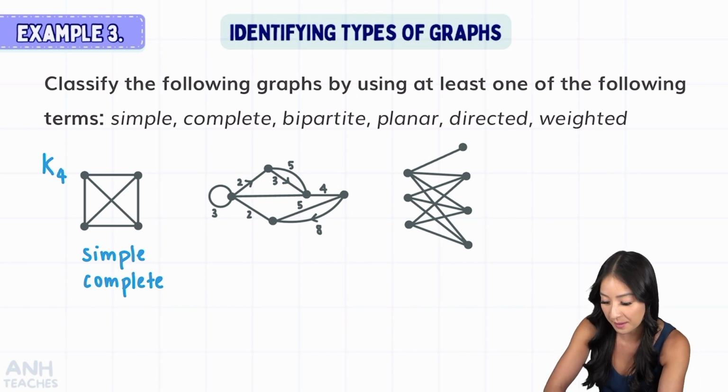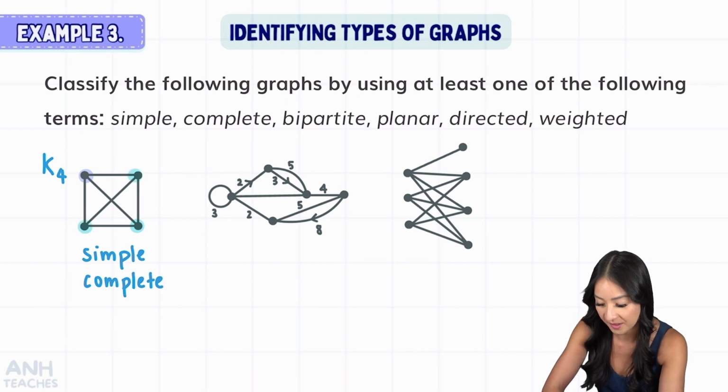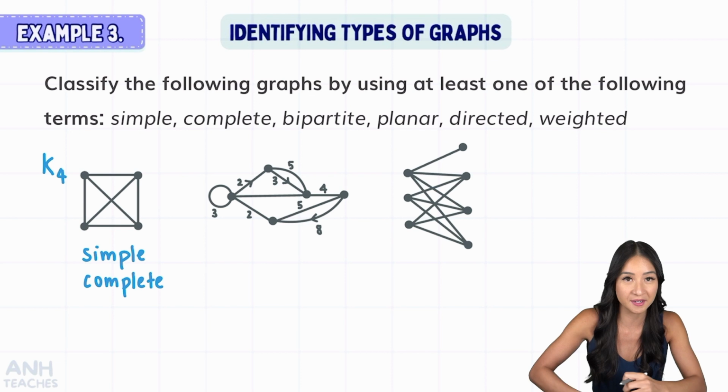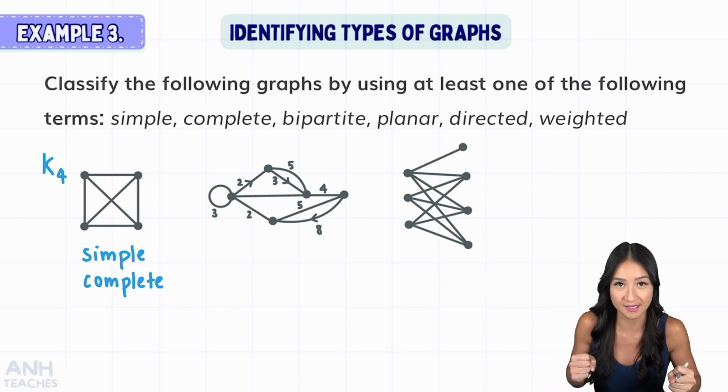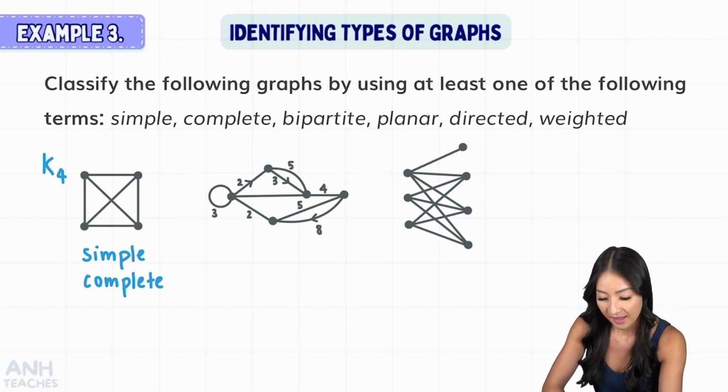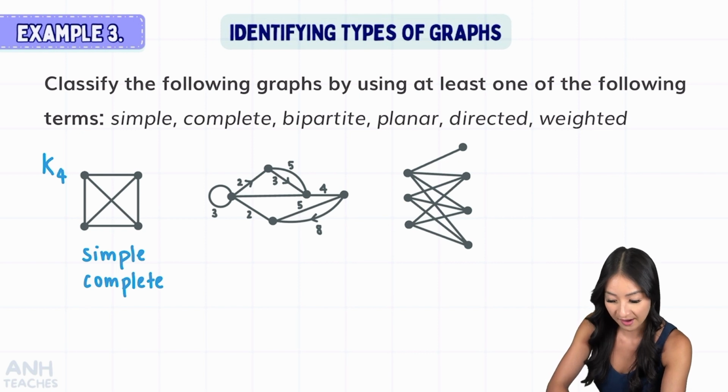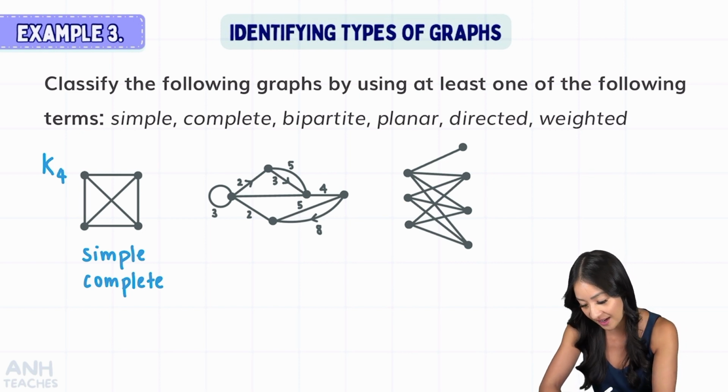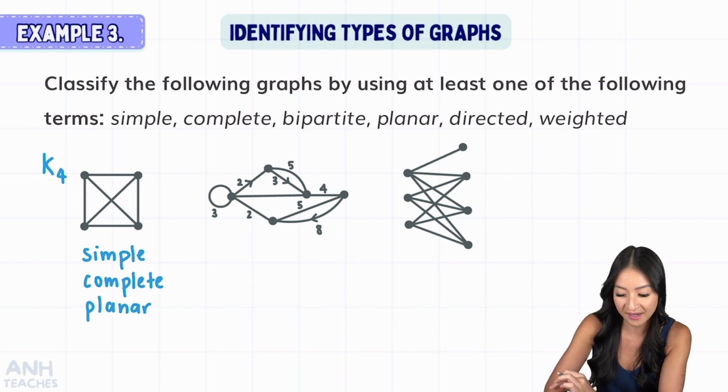Now, to check if it's bipartite, I can color in my vertices, and already I can tell it is not bipartite because I can't separate the vertices into 2 distinct groups. It is planar because I can redraw one of these edges around the outside so that they're no longer intersecting. So that is planar. And it's not directed and it's not weighted.